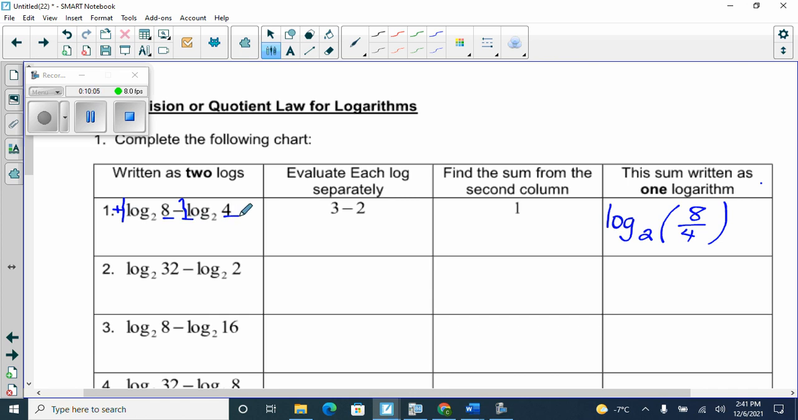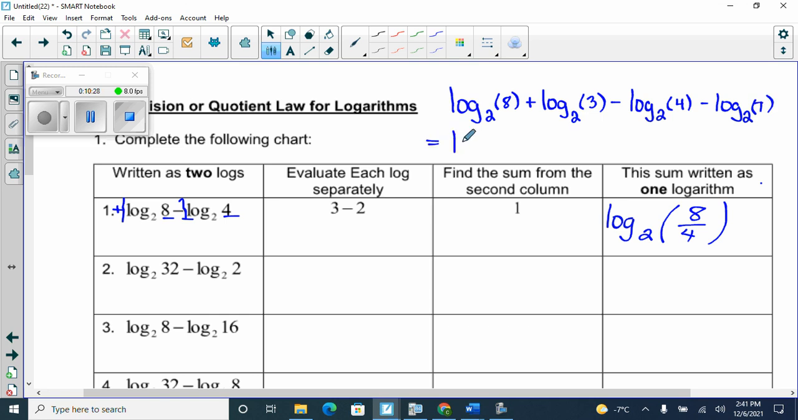Now, why do I state that? Because sometimes they have more than 2. So sometimes they have like log base 2 of 8 plus log base 2 of 3 minus log base 2 of 4 minus log base 2 of 7. So now if I wanted to put these together, I'd go log base 2, and anything with a plus 1 in front would go to the top, anything with a minus 1 in front would go to the bottom, correct?